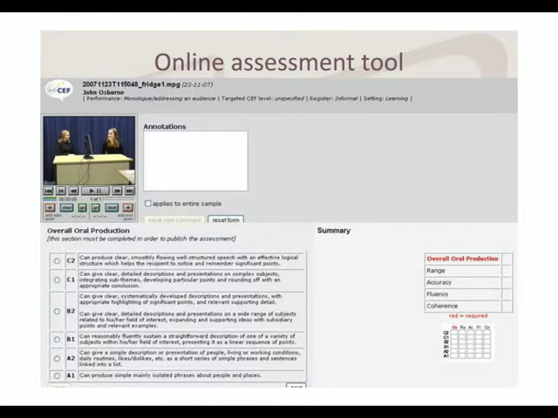Here you can see the online assessment tool, which is made up of a window showing the sample of oral production. There is an annotation box in which the assessor can explain the reasons why they have given a particular level to that particular production. And below you can see the different scales for oral production, divided in overall oral production, range, accuracy, fluency, and coherence. So a different level can also be given to each one of these sub-categories of oral production. On the right-hand side, you can see a box which summarizes the assessment given.